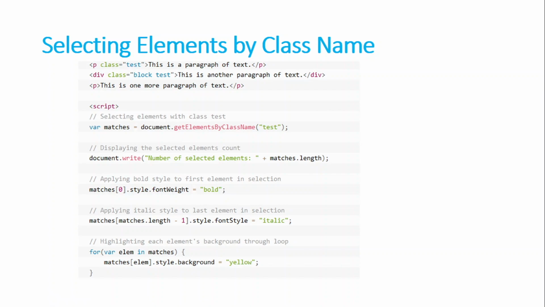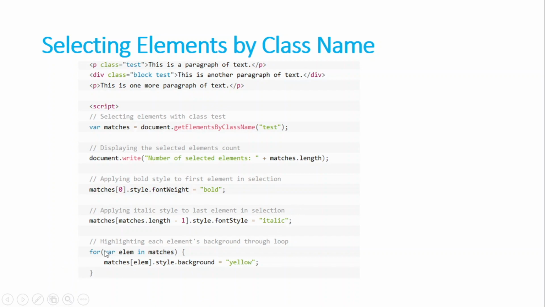But in the case of getElementById, it returns a single object of that element. In this case, it is returning an array of elements as an object. So now we can access them by using the square brackets and the index. Similarly, we can access the last element by using matches.length minus 1. So total length minus 1 will be the last index of the matches array. It will select the last element in the array, and we can style that element.